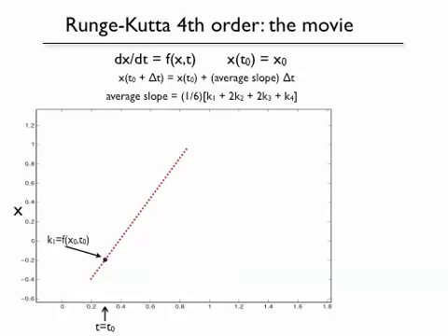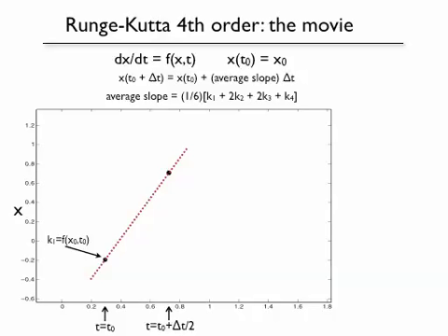What we're going to do to get the next point is go forward a half step, delta t over 2, assuming that the function is roughly linear over that time step, and calculate an estimate for the function at t0 plus delta t over 2. It's not a perfect value of the function because we're assuming it's linear, but it's a good estimate.